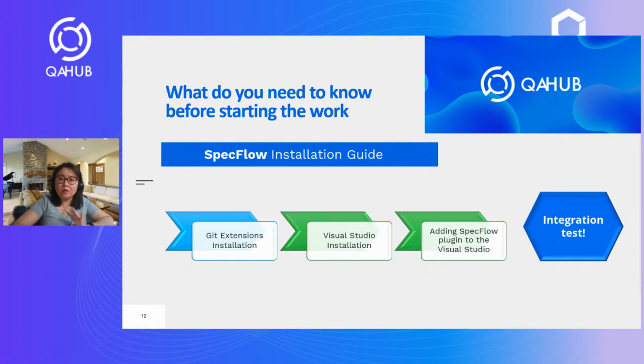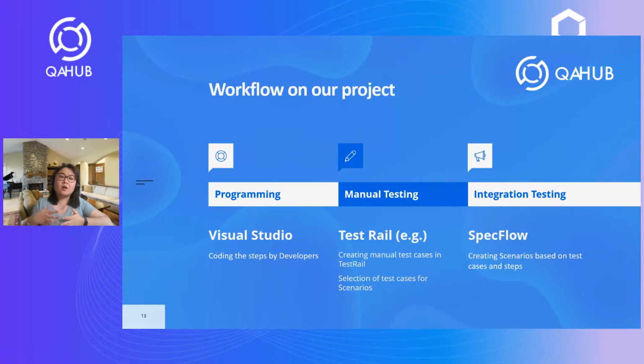And a little bit more about the workflow on our project. So from the programmers, our developers code the steps. At the same time, I, as a manual tester, create manual test cases in test management tool. I use TestRail. Then I select test cases for scenarios. And then I go to Visual Studio and create scenarios based on test cases and the steps that were prepared by our developers.